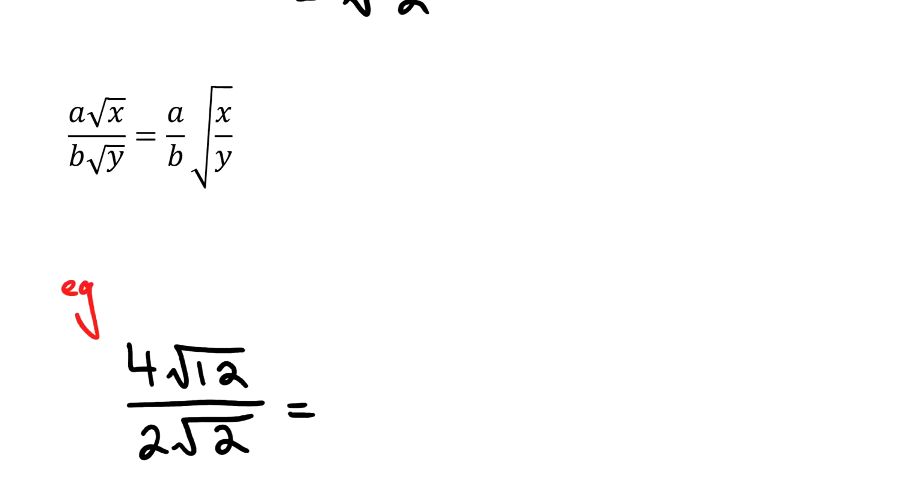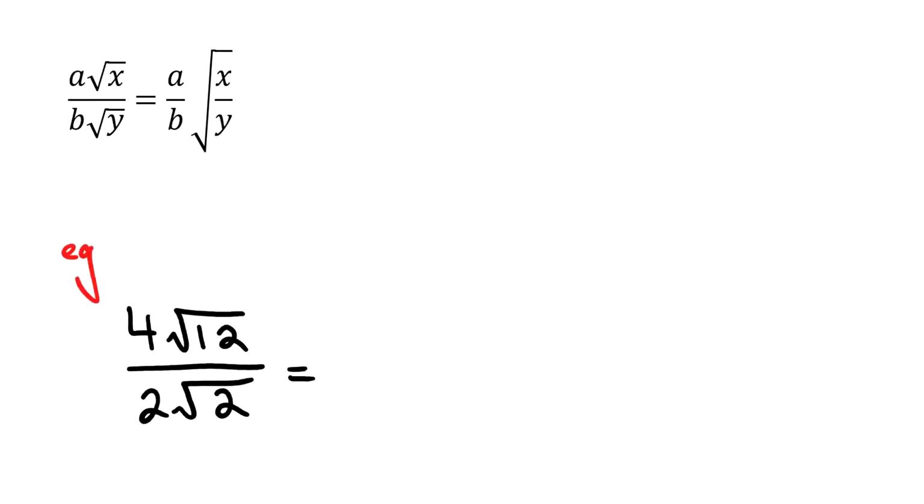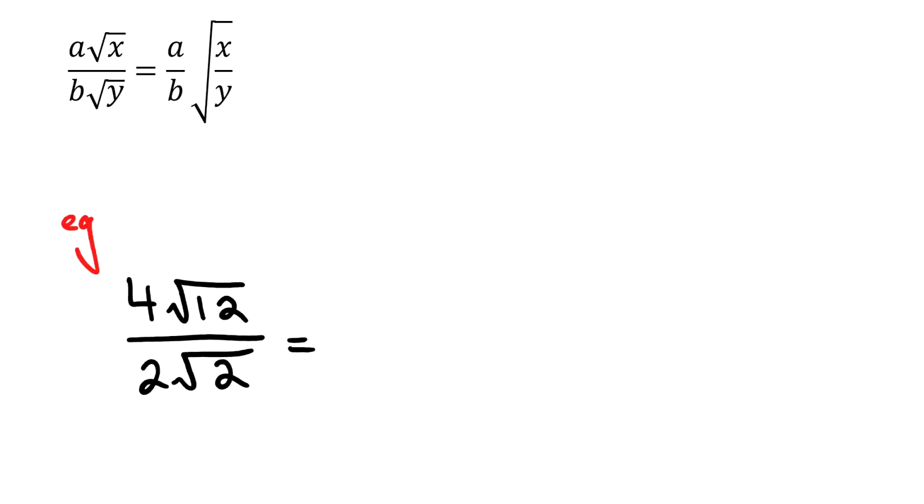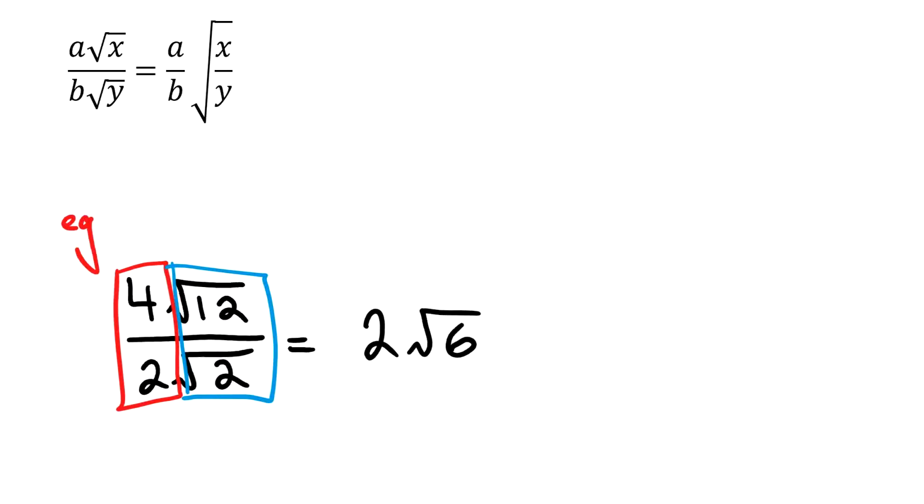Next, we have the same thing, but with coefficients out the front again. So again, like when we multiplied, the coefficients will be dividing by each other, and the surds will be dividing by each other. I like to break it up into parts. So we have our 4 and our 2 here, and then we have our root 12 and our root 2 here. So 4 divided by 2 is 2, because we focused on the red box first. Now we focus on our surds. Root 12 divided by root 2. So 12 divided by 2 is 6, so root 6.